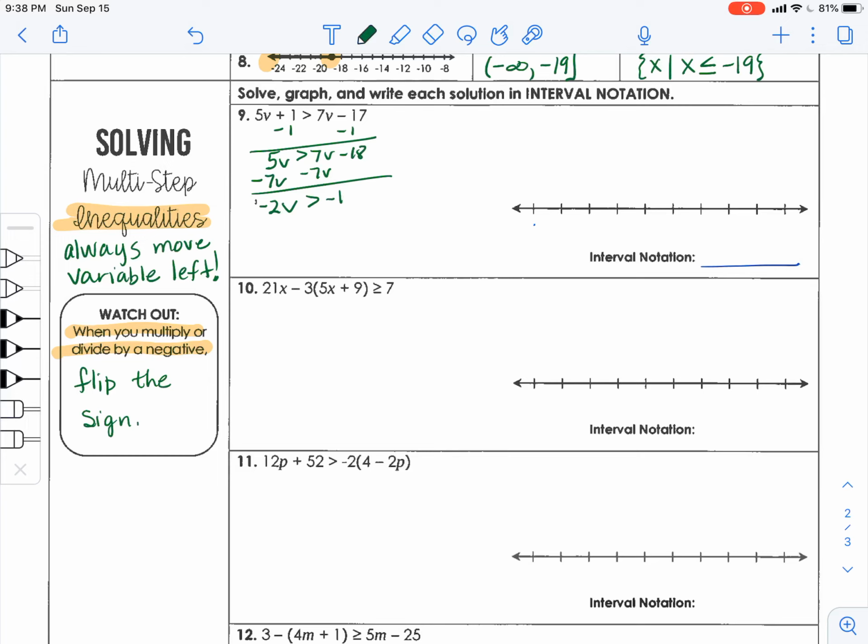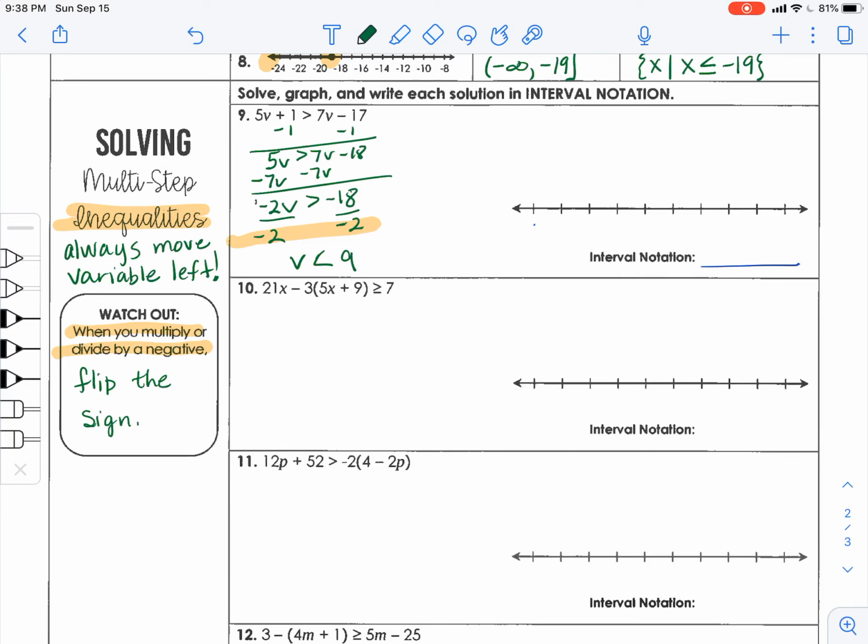There we go. Okay, now I'm going to divide by the negative 2. And again, since I am dividing by a negative, I need to flip that sign. So now v is going to become less than 9.